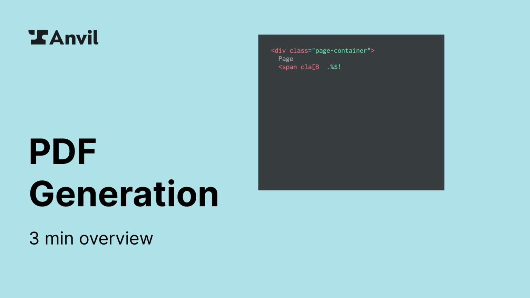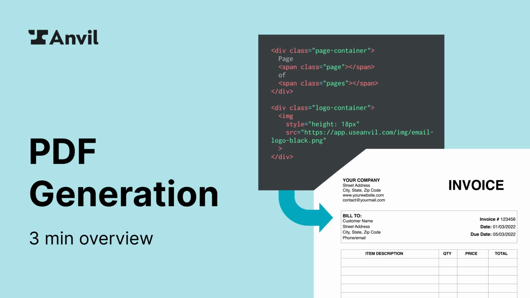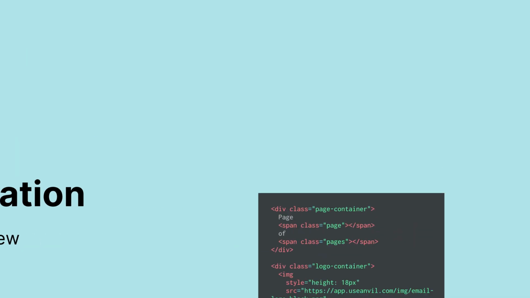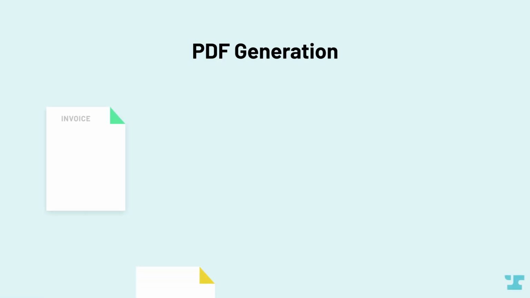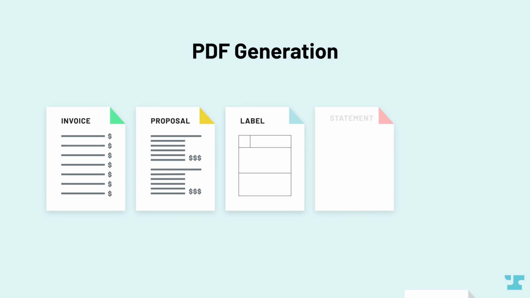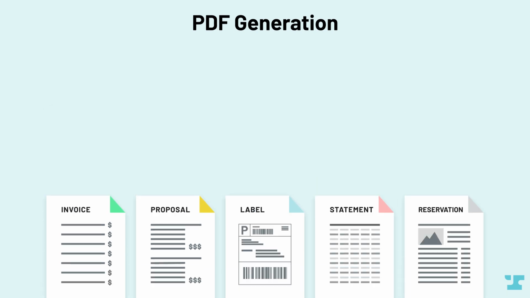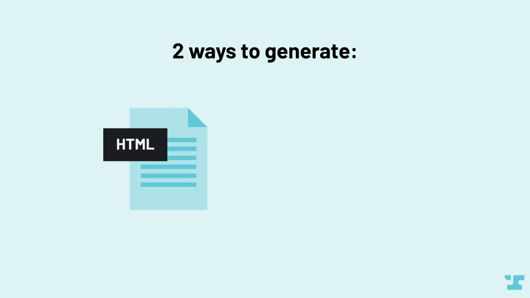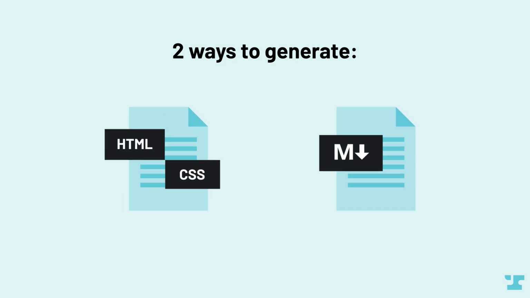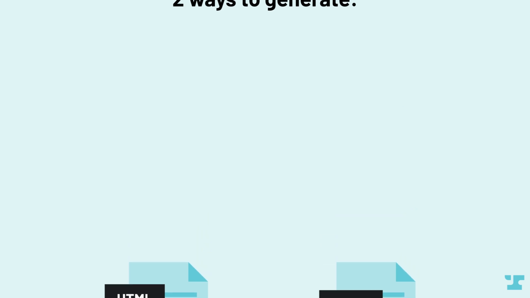Welcome to this overview of Anvil's PDF generation API. PDF generation is commonly used for creating invoices, proposals, shipping labels, statements, or reservation confirmations. You can generate new PDFs in two ways, from HTML and CSS, or using Markdown.